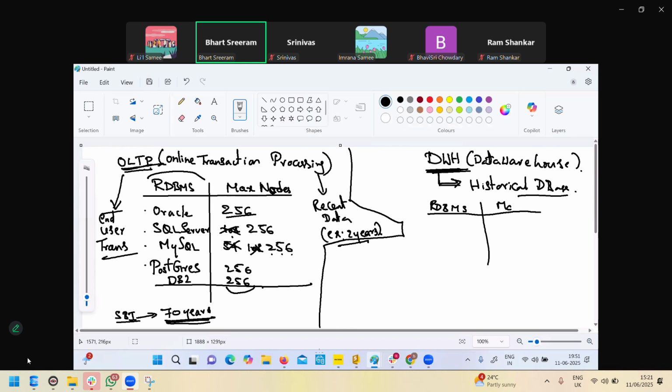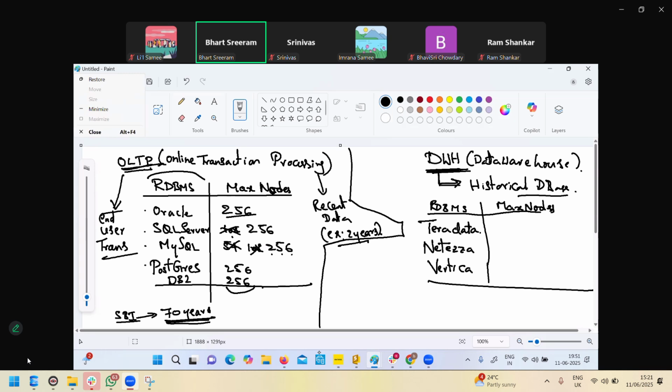This is also a cluster. Here, max nodes. Very popular databases for the warehouse: Teradata, after that Netezza, Vertica. After that, cloud databases entered the picture. Later we will discuss the cloud services.